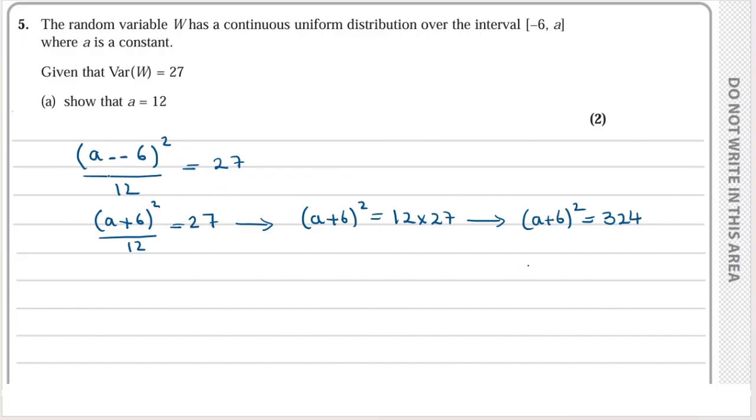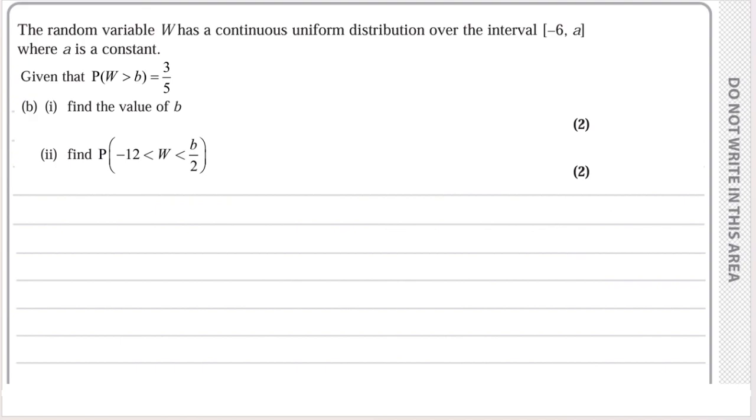So this tells us that A + 6 is going to be equal to 18, which is the square root of 324. So A is 18 minus 6, which is 12, as the question claims. So we've now worked out the value of A, and we know that it's equal to 12. So A is 12.